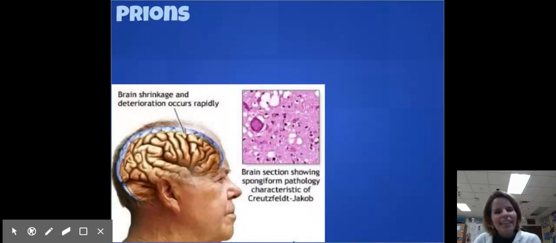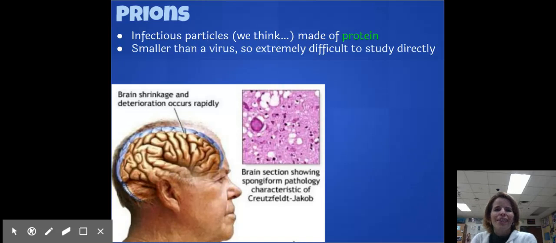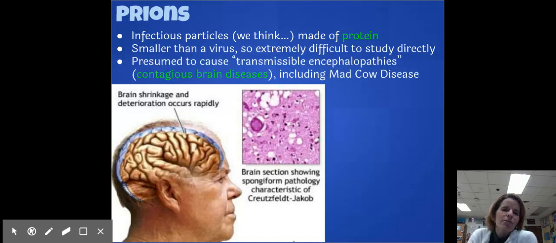All right, the last thing that I wanted to talk about are prions. Prions aren't viruses, but they're related to viruses, so we're going to talk about them here. We're just learning about these, so maybe next year I'll have to say something different. Right now, what we think prions are is infectious particles made of protein. They're very, very tiny, so they're hard for us to study directly. They're even smaller than viruses, so you can't really see them under a microscope, so it's difficult to know exactly what's causing some of these diseases when we can't see them.